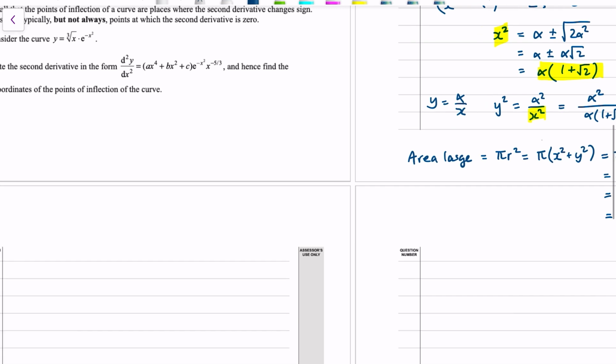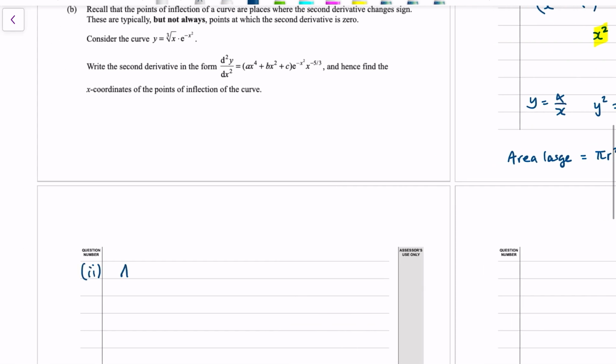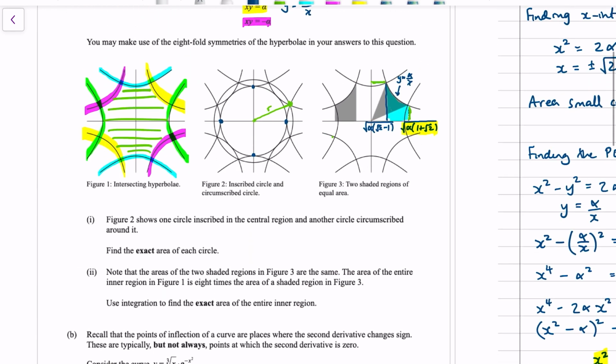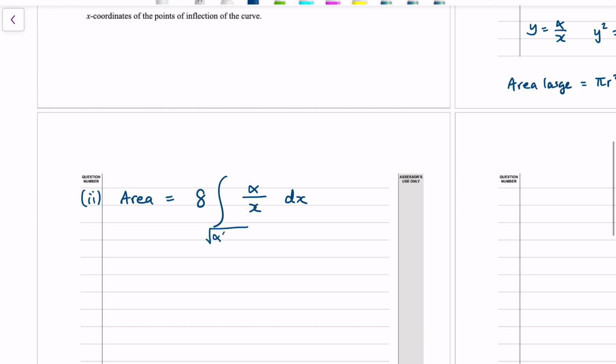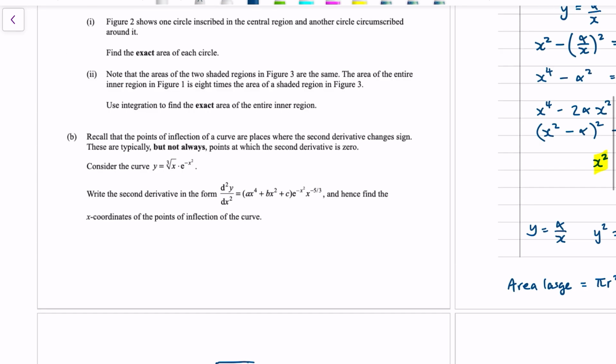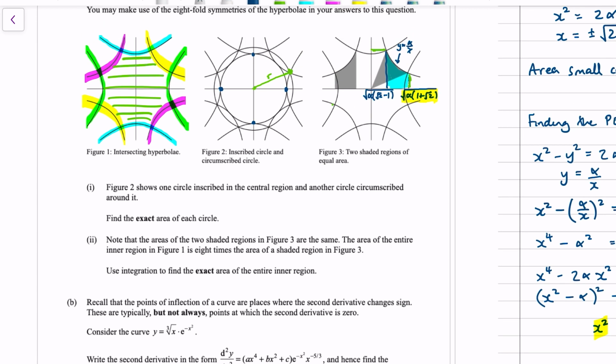Wowee. Okay. Area equals 8 times the integral of alpha over x dx between the square root of alpha times root 2 minus 1 and the square root of alpha times root 2 plus 1. Root 2 plus 1, I can't believe I didn't notice that earlier, but root 2 plus 1 was alpha. So actually that yellow limit there, root alpha times 1 plus root 2, is actually just equal to alpha. Oh my goodness, I definitely should have spotted that earlier.